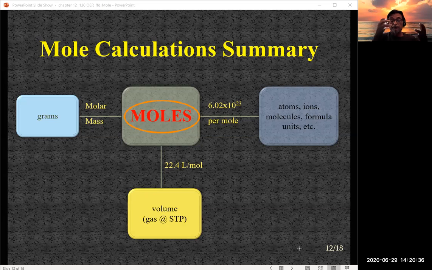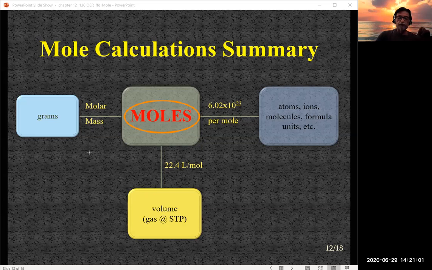Moles is the common factor that all these calculations have. If I want to get from grams of A to grams of B in the reaction, I can't go directly grams to grams. I need to convert everything to moles. Once I'm in the moles, from that point, I can go in any direction that I need. So our common factor is moles.